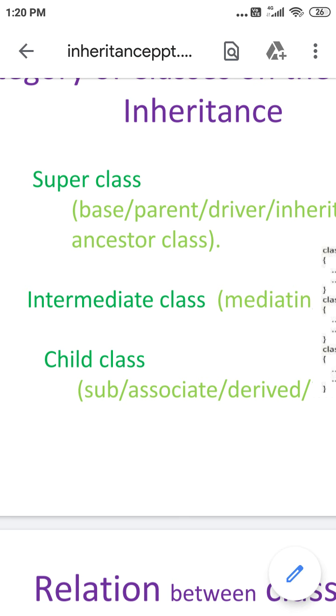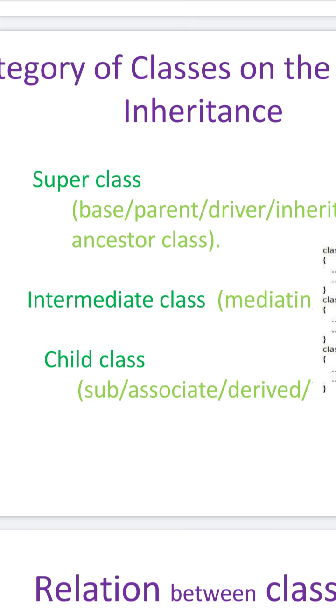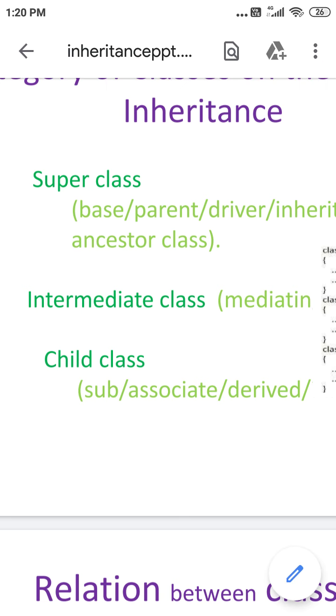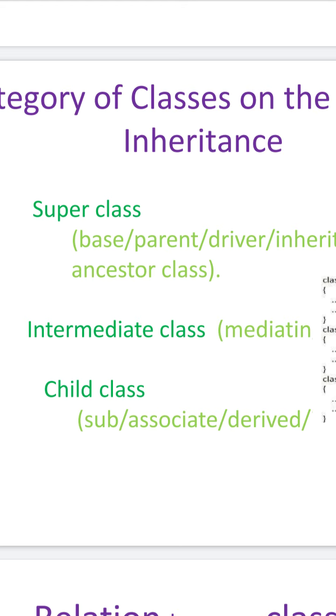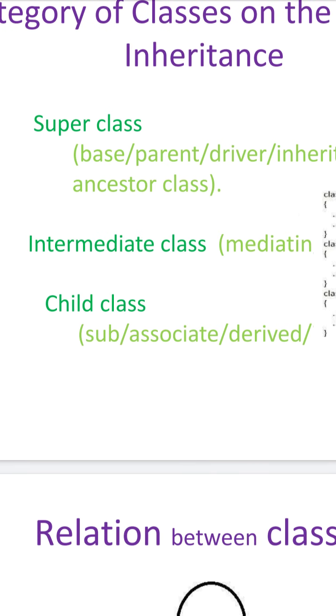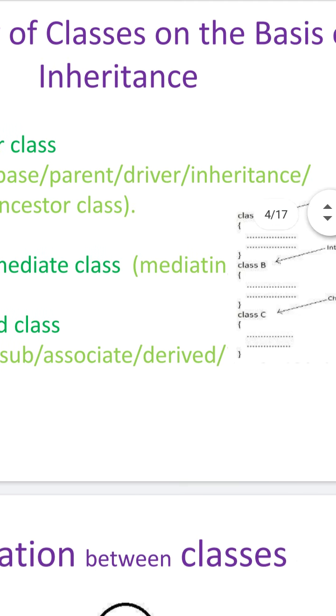If I take a simple live example from your family, in your family you are the child class, and you inherit some features from your father, and your father inherited some features from your grandfather. So here your grandfather is the superclass, your father is the intermediate class, and you are the child class. This is the concept which is implemented in the language. This concept is inheritance.